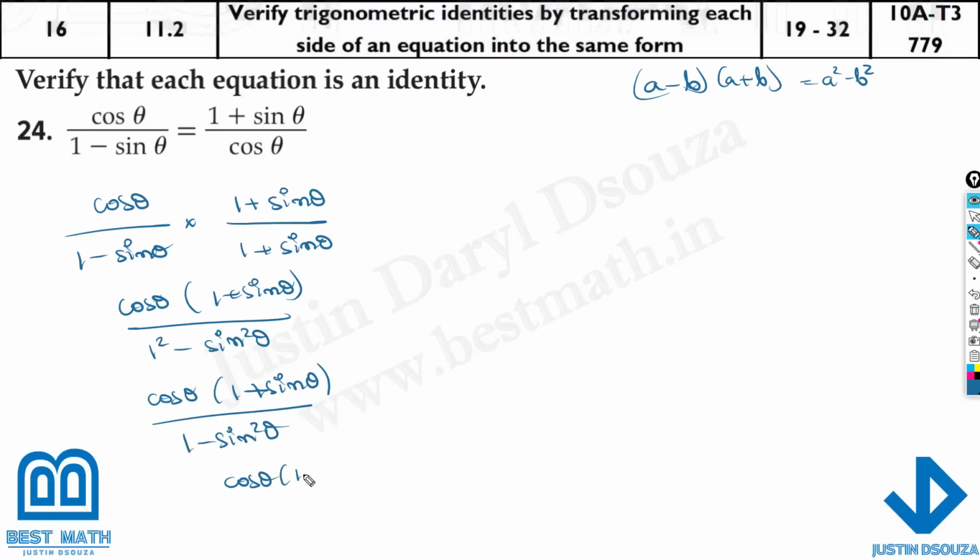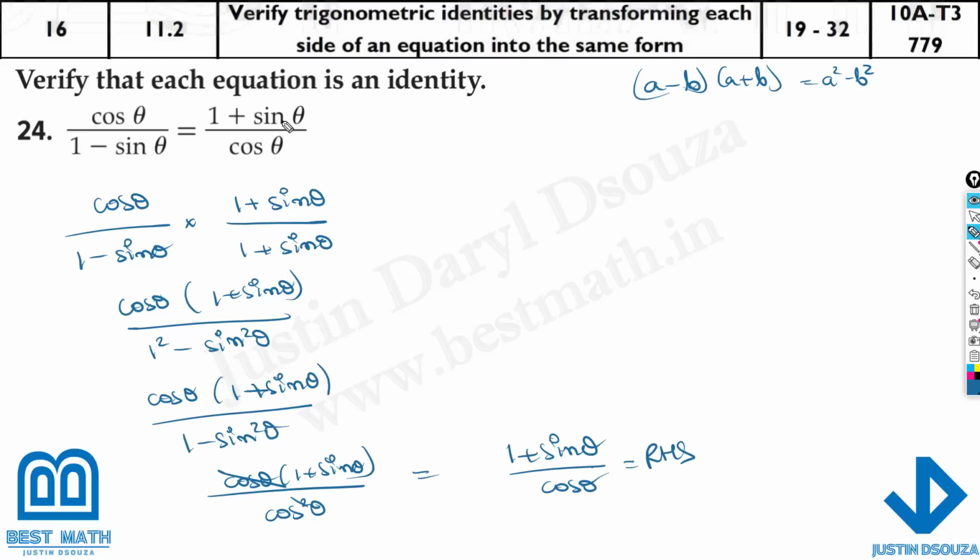So, cos theta into 1 plus sine theta divided by cosine squared theta. This cancels, and you're remaining with 1 plus sine theta divided by cosine theta. That is equal to the right hand side, isn't it? I didn't even have to touch this. I got this answer. So this is how we do it.